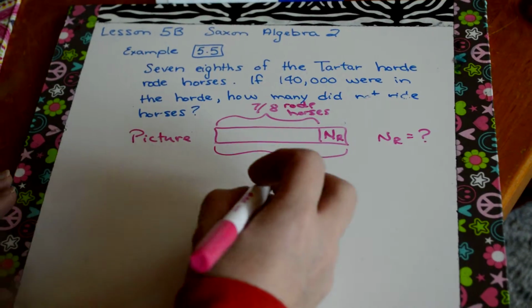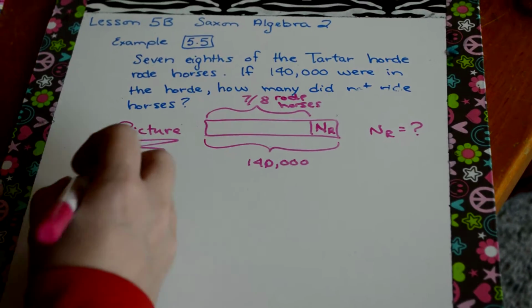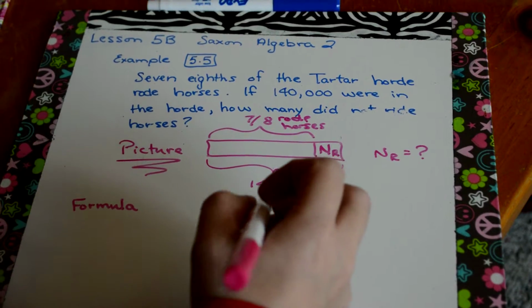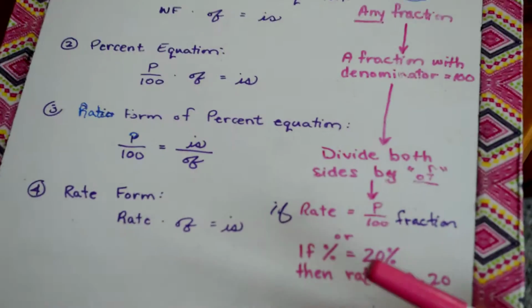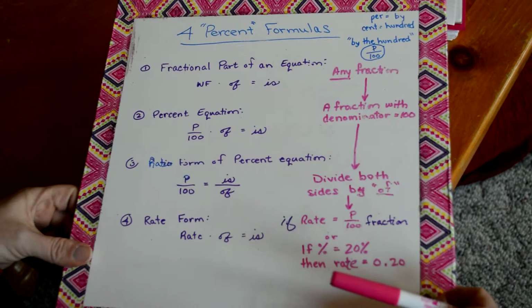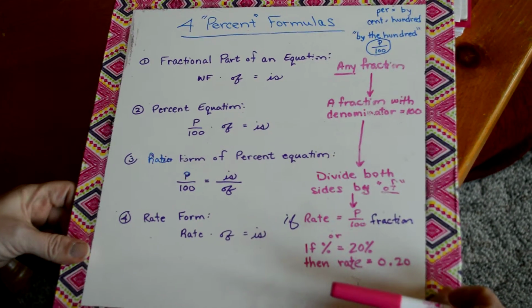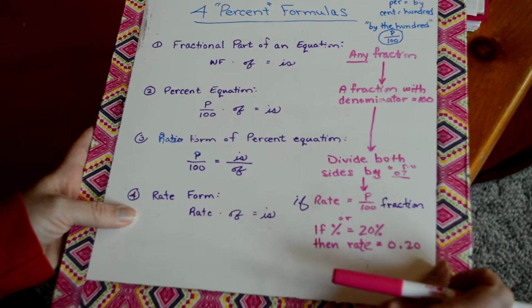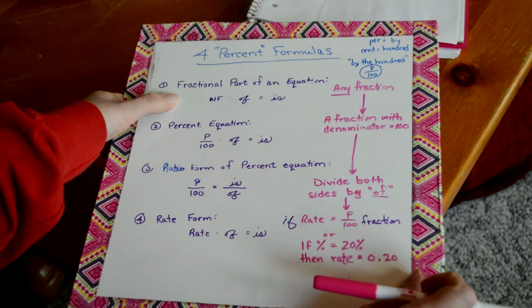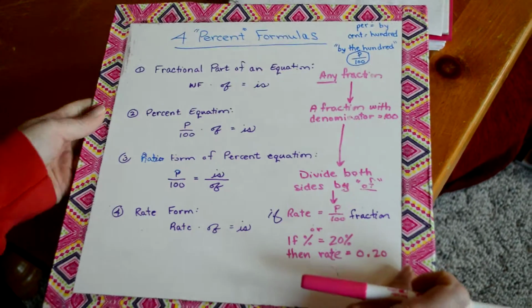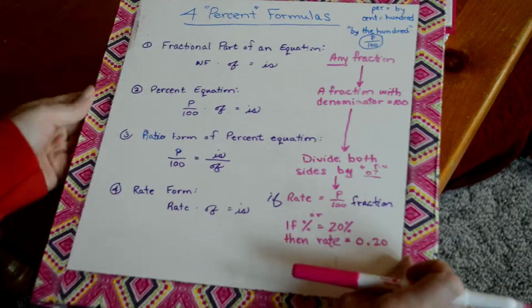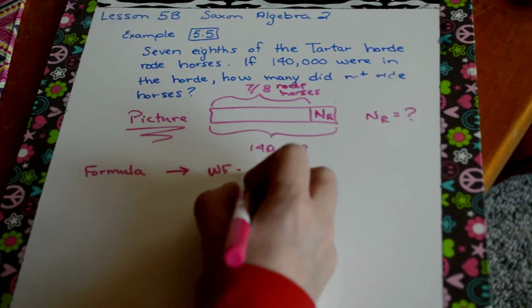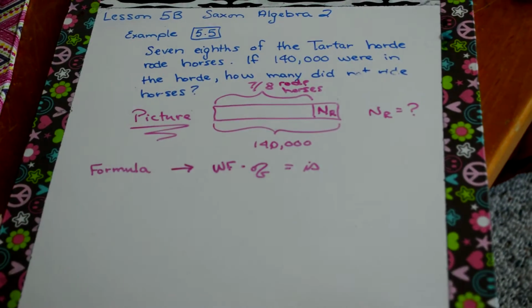So the next thing we have to do after our picture, which is first, is figure out the formula. And we know from the 4% formulas that we can use a fractional way of doing it, a percent way of doing it, which is 2 and 3, and the rate way of doing it. And the problem that we're doing right now is a fraction because it talks about 7/8 of the horses. So we're going to use WF of equals is. So our formula is WF of equals is.